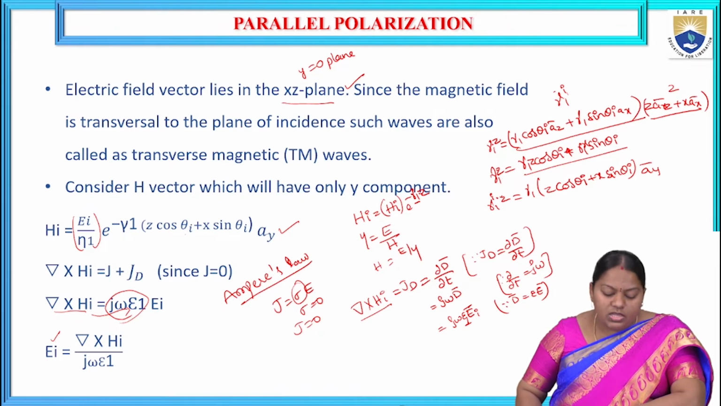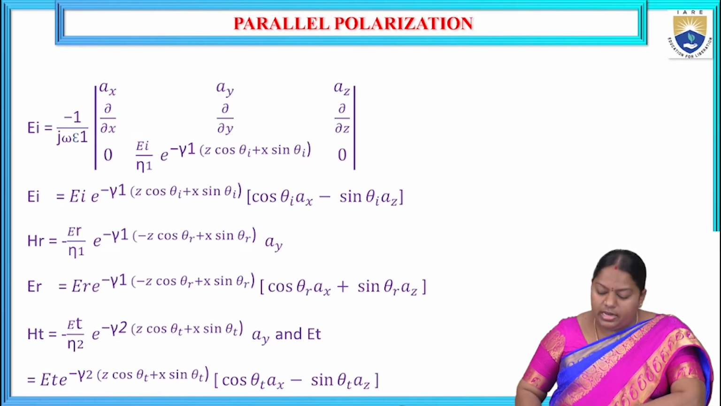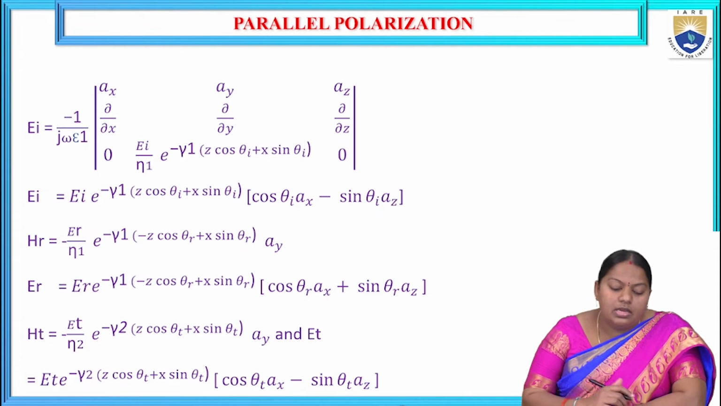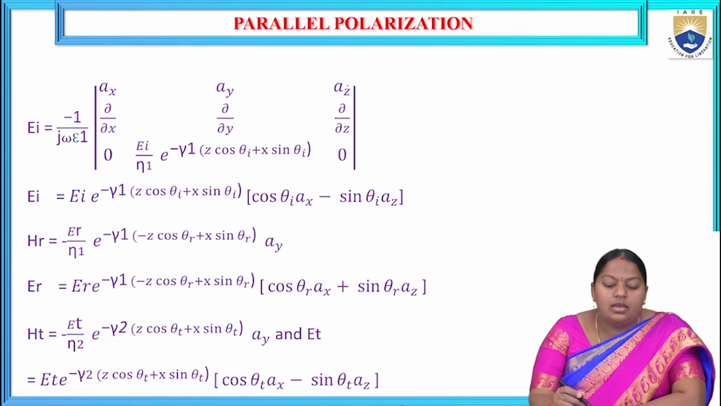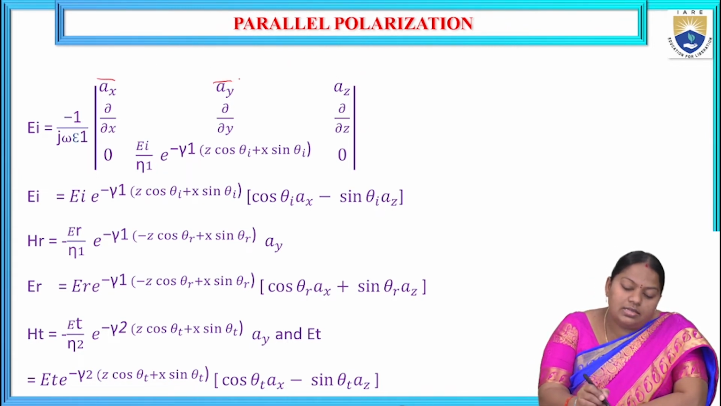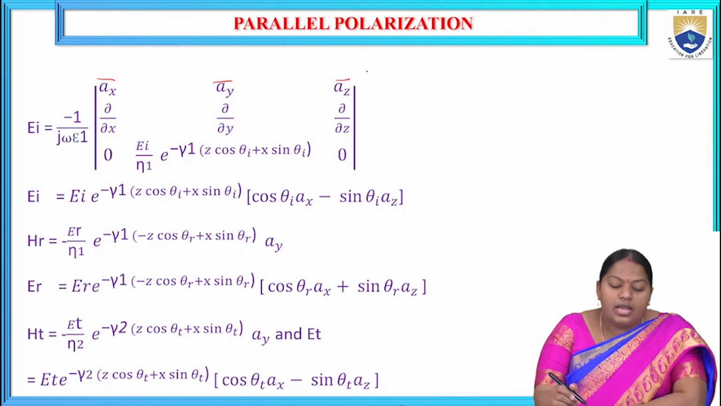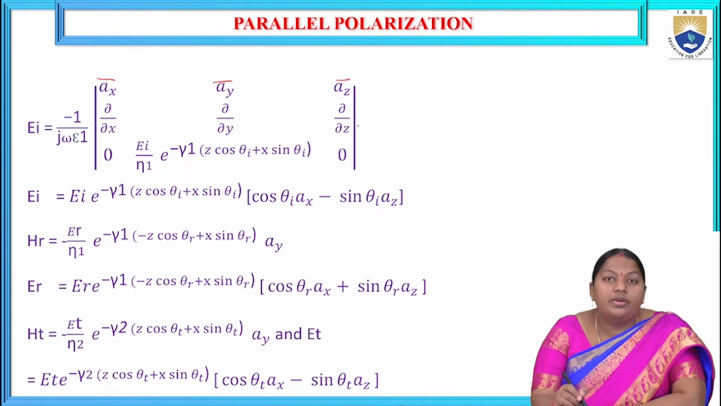Now expand this del cross Hi, then Ei equal to minus 1 by j omega epsilon, which can be treated as a constant, and if we are writing the determinant form for this, for the first row we consider all the unit vectors ax, ay and az, and then dou by dou x, dou by dou y and dou by dou z.